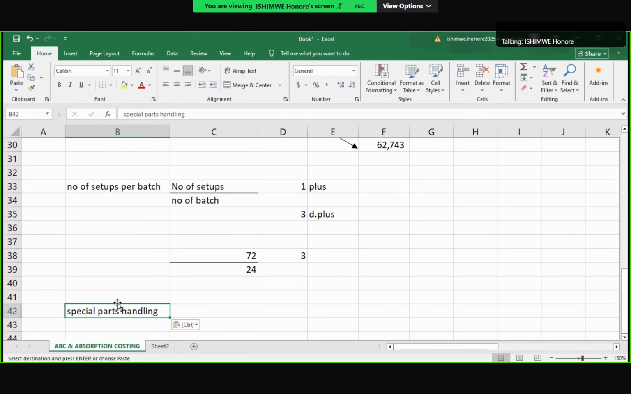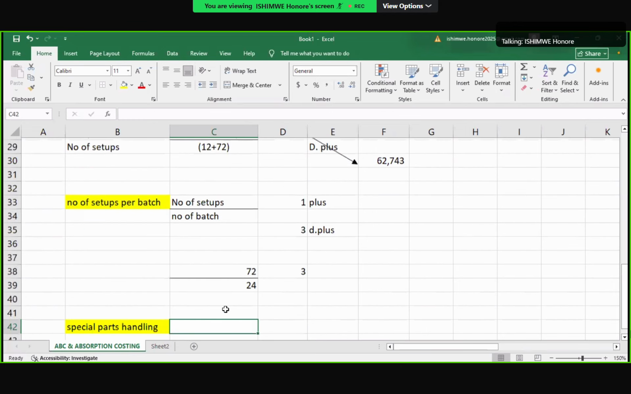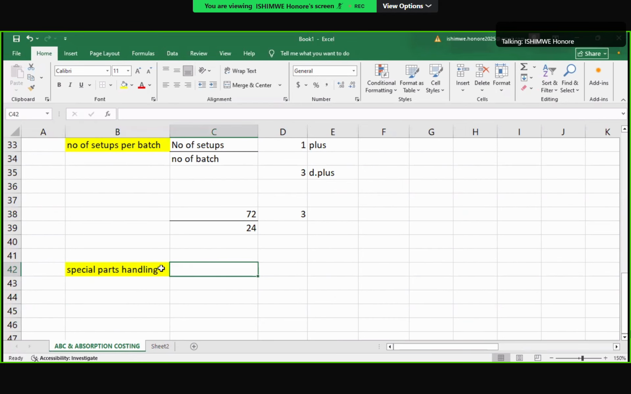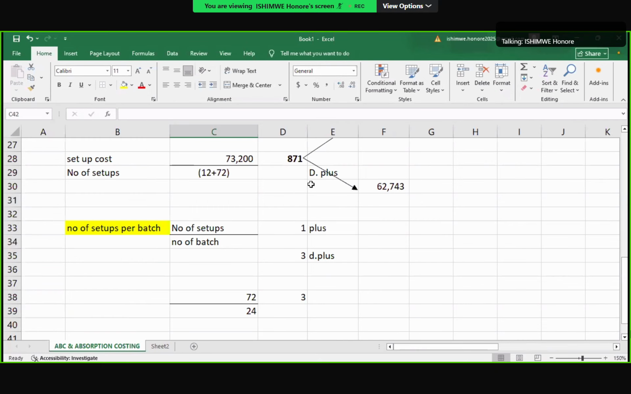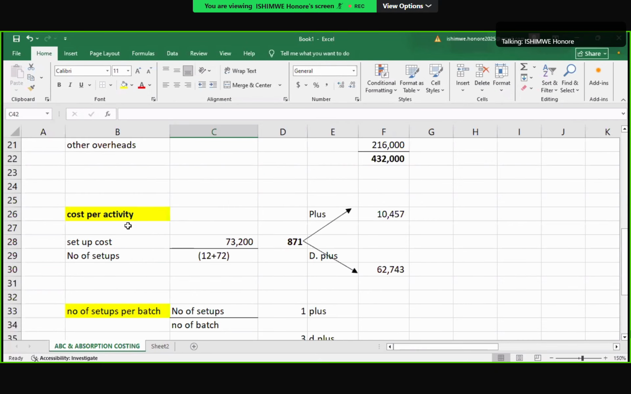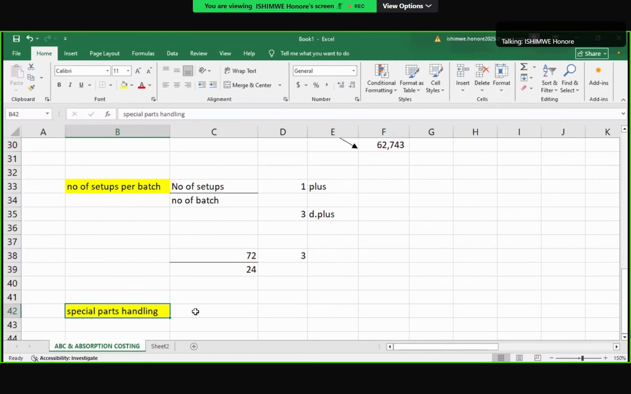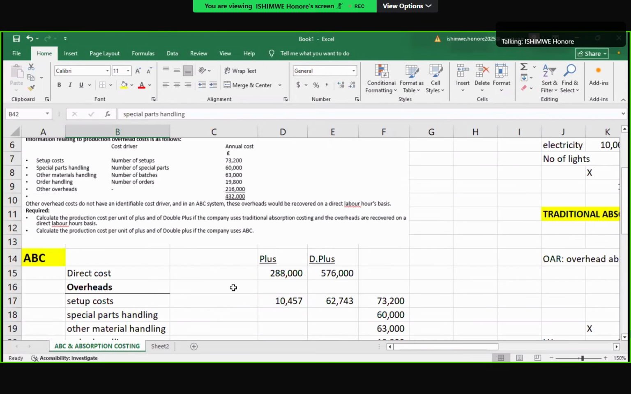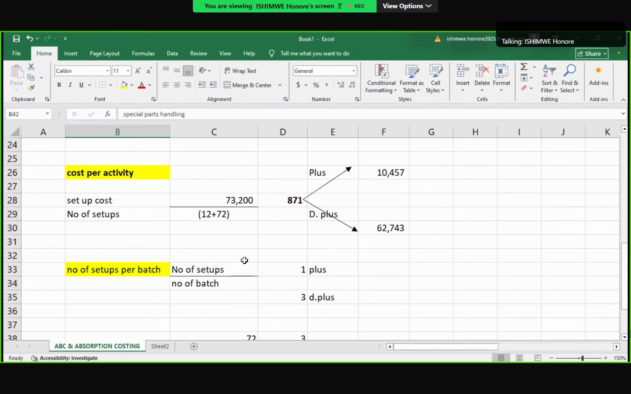Okay. Second activity is special parts handling. This is no setups. This is special parts handling. We're going to see how we are going to get special parts handling. Cost per activity, then we do allocation. That's what we are determining. The cost per activity for special parts handling, the total cost of it is 60.